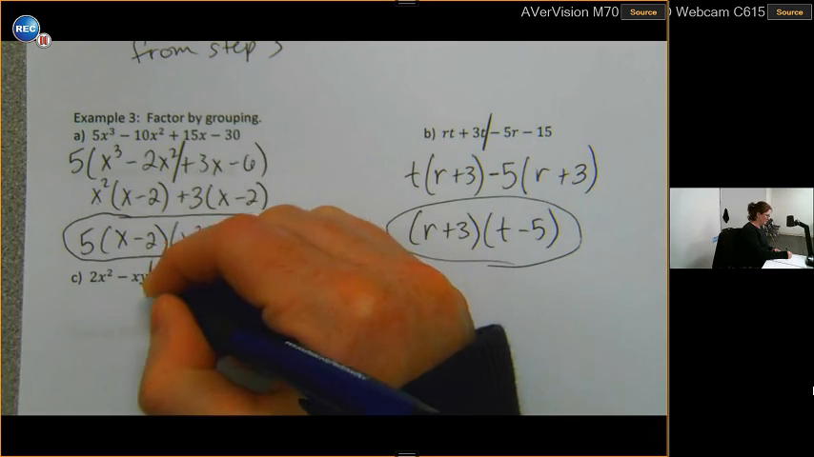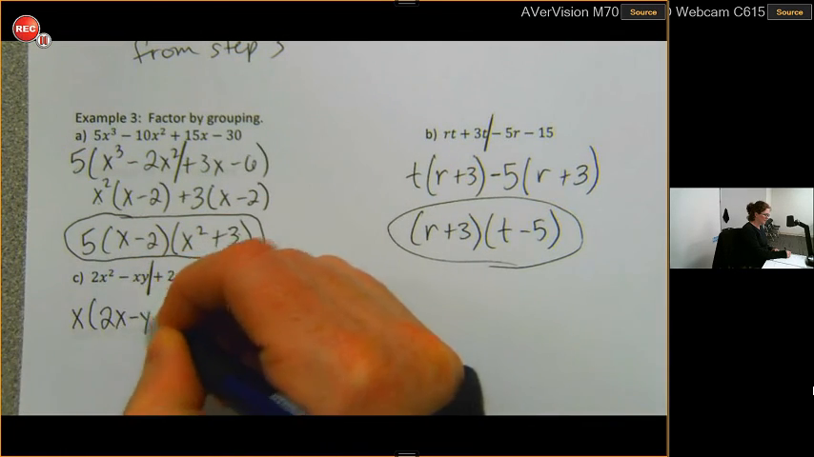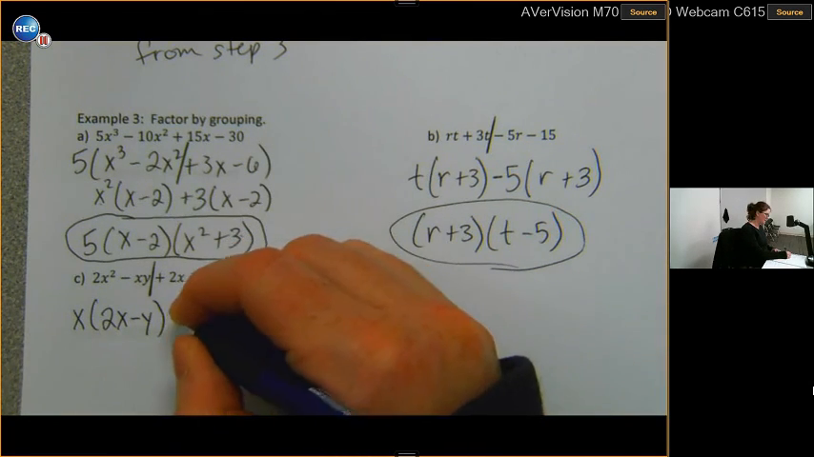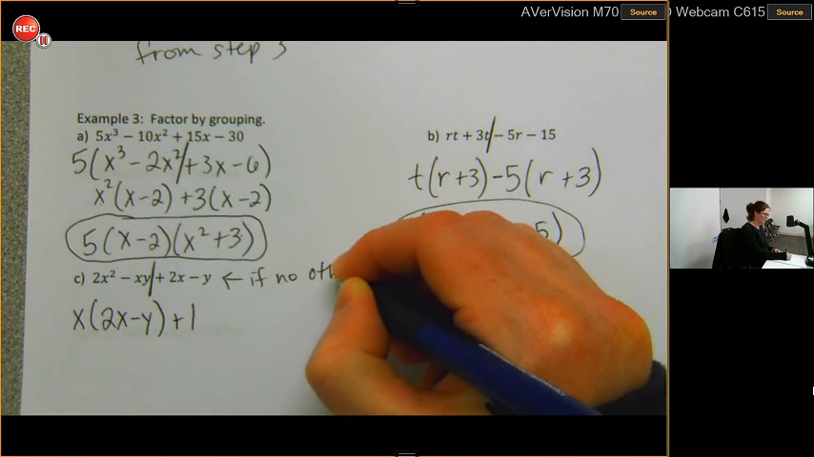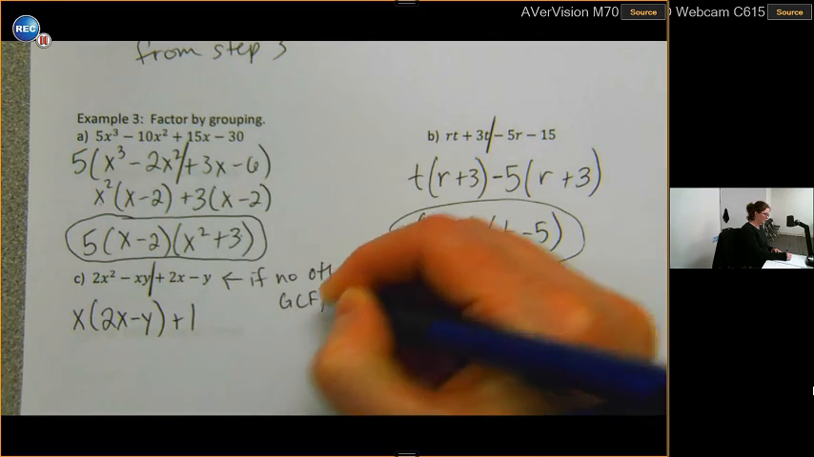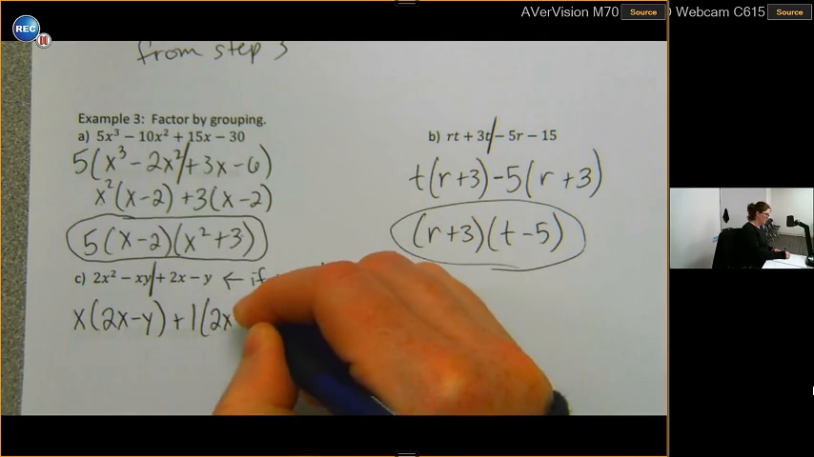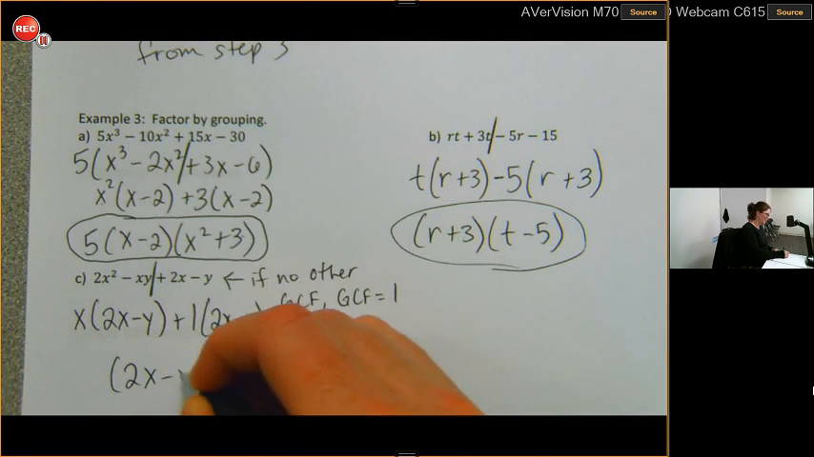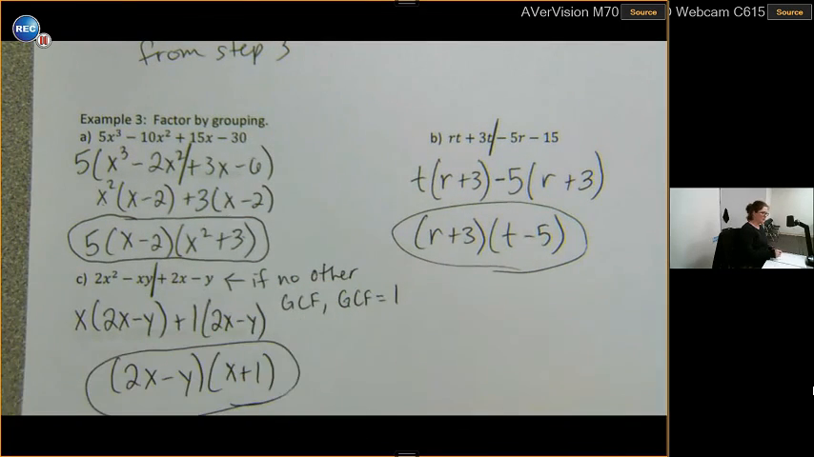On part C, we split it in half. First half, GCF is x. Second half doesn't have any GCF, but I have to use something. So if there's no other GCF, we just use a positive 1. Which leaves this unchanged. But that's okay because 2x minus y matches with 2x minus y. And then we have x plus 1. And that's our factoring by grouping.